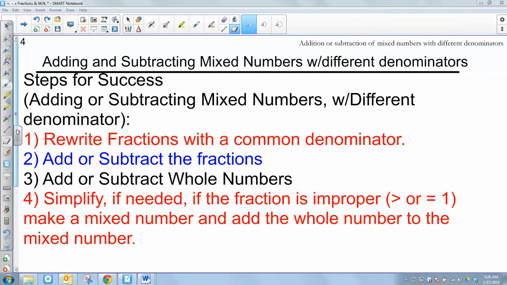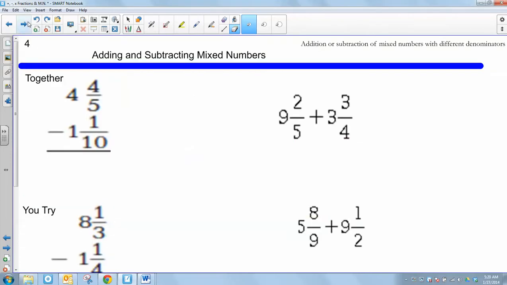Alright, today's lesson number 4, adding and subtracting mixed numbers with different denominators. So again, we're not doing anything new today. We're just combining different things that we've done over the past month or so. So the first step we have to do is rewrite our fractions with a common denominator. Once we have our fractions rewritten with a common denominator, it's the exact same thing that we did yesterday. So let's go ahead and get to some example problems here.